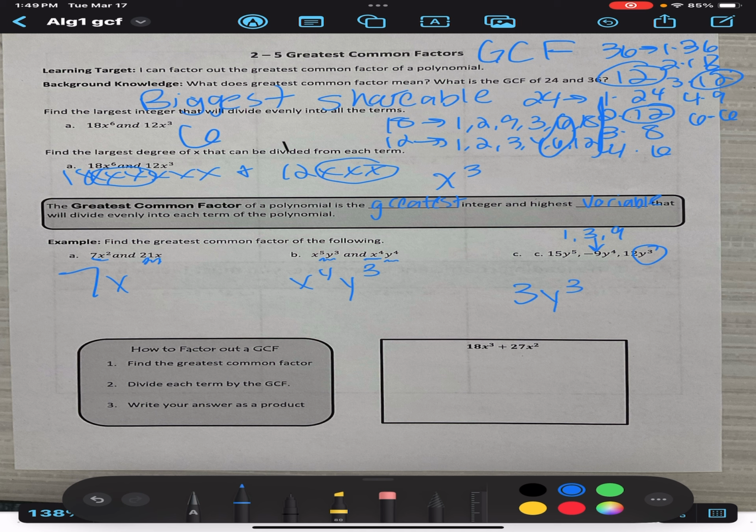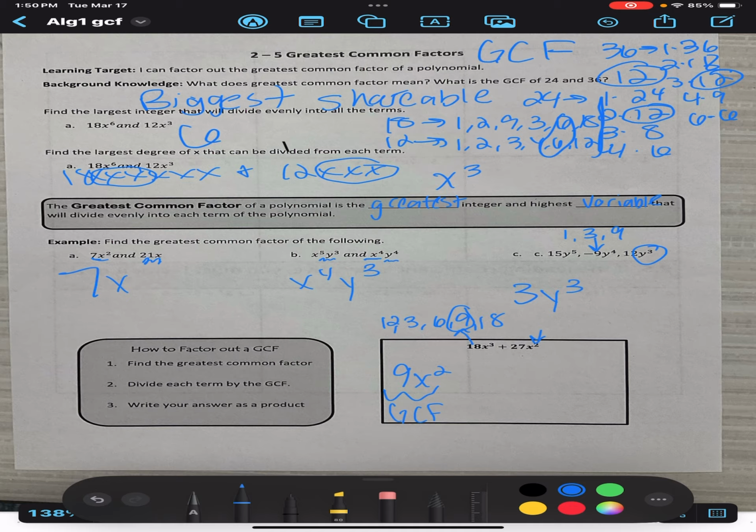So I have 18x cubed plus 27x squared. 18 is my smallest number, but it does not go into 27. So think of factors of 18: 1, 2, forgot the 2, 3, 6, 9, 18. Now looking at 27, what numbers can go into 27? Well, 18 can't, 9 can. So 9, and then, okay, check. Do both terms have x's? Yes, the smallest one, x squared. So this right here is my beautiful GCF.